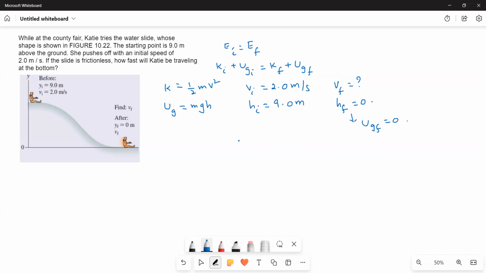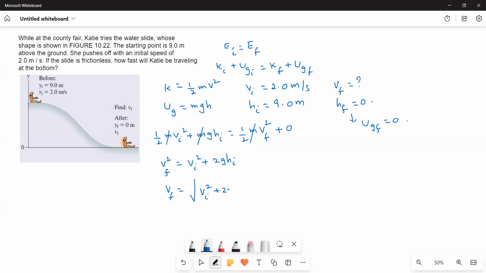Okay, rest of the things will be there. Let us write the equation. Therefore, half m vi square plus m g hi is equal to half m vf square plus 0. Okay, we have to find out vf. Now, mass goes off from the equation, and then vf square is equal to vi square plus 2ghi, or vf is equal to square root of vi square plus 2ghi.